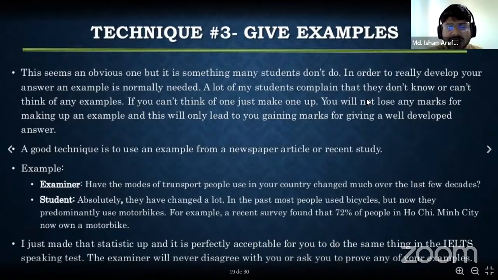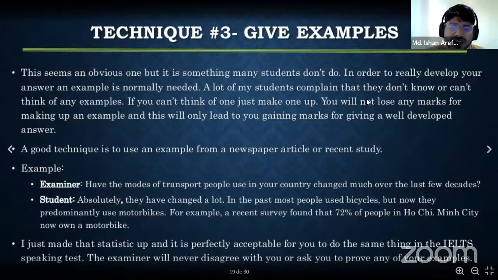So maybe the examiner has asked you, have the modes of transport people use in your country changed much over the last few decades? They are asking about the mode of transportation in your country for the last few decades. So maybe you're answering in an affirmative way that yes, I think that the mode of transportation has changed in our country drastically in the last few years. You can say that. Then you should mention any kind of example.